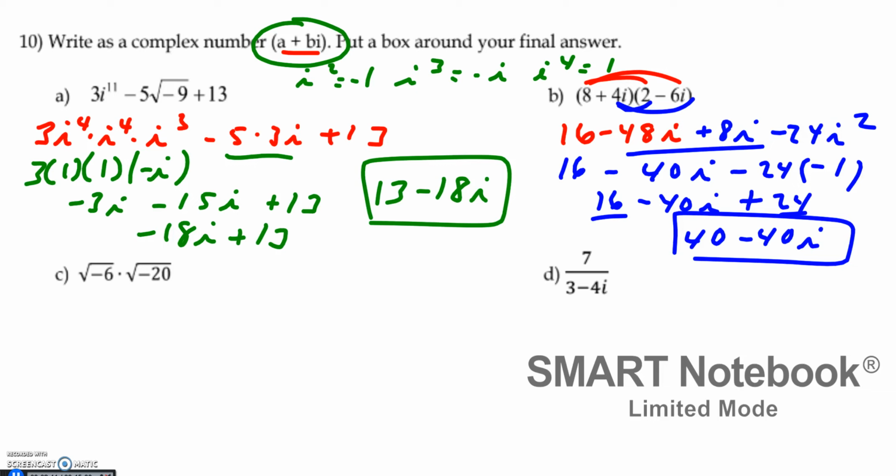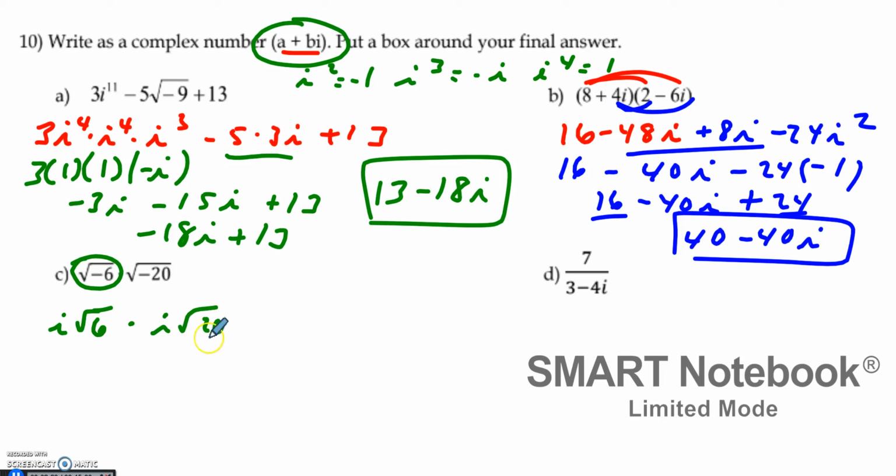Part C, it's extremely tempting to multiply these together first and make it a positive, but if you do that, you're going to be dropping some i's that we need. If you think about what this first piece really means, is 6 a perfect square? No. So this is really saying that we have i root 6, because if we take the i or the negative part out, it's imaginary root 6, and this would really be i root 20.